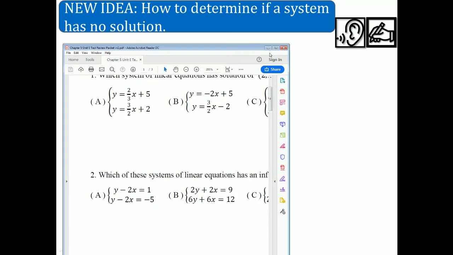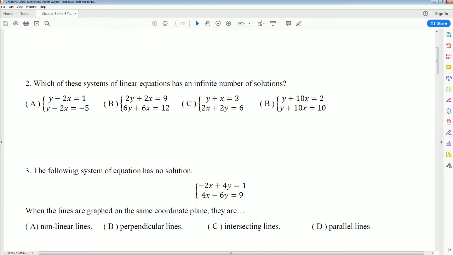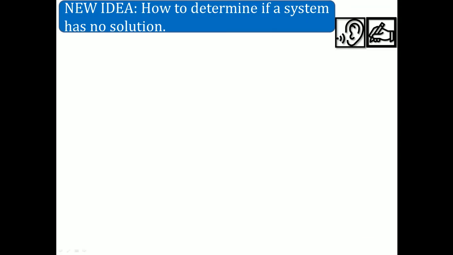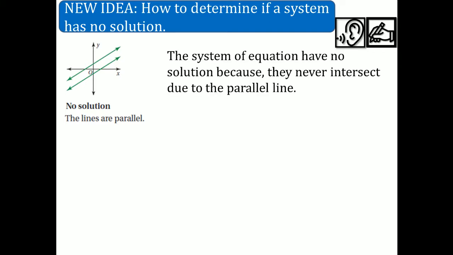But before we do 3, because 3 says which of the following systems of equations has no solution, we have to talk about what no solution is. So how do we determine if a system has no solution? Here is a picture of no solutions. No solutions are parallel lines. The system of equations has no solution because the lines never intersect. There is no break even. The fact that they do not intersect is because they are parallel.